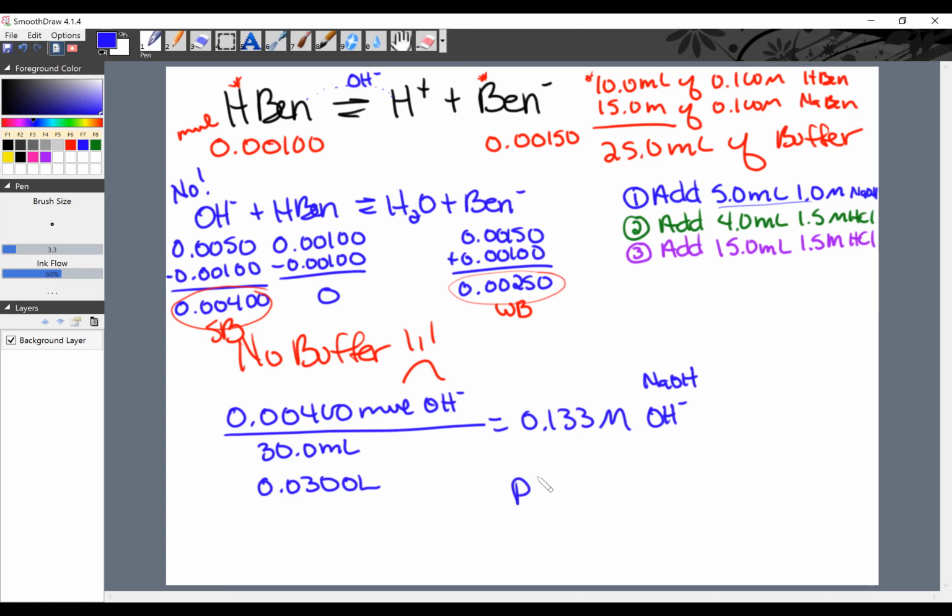Oh, so if I take the negative log of it, my pOH is 0.875. How many sig figs? 0.875.